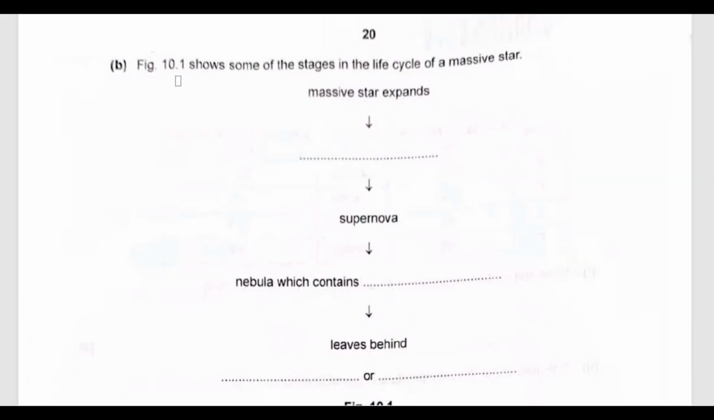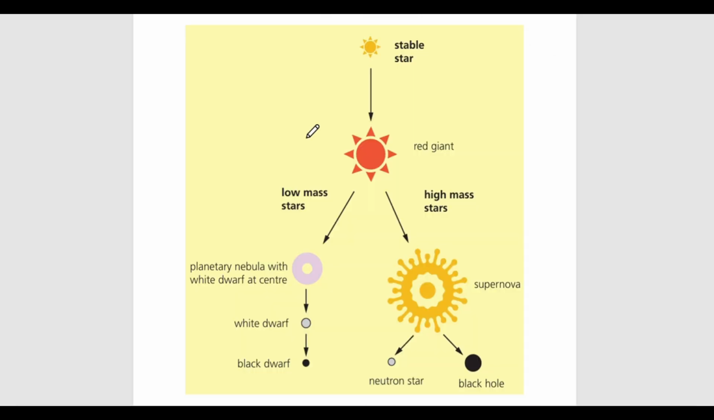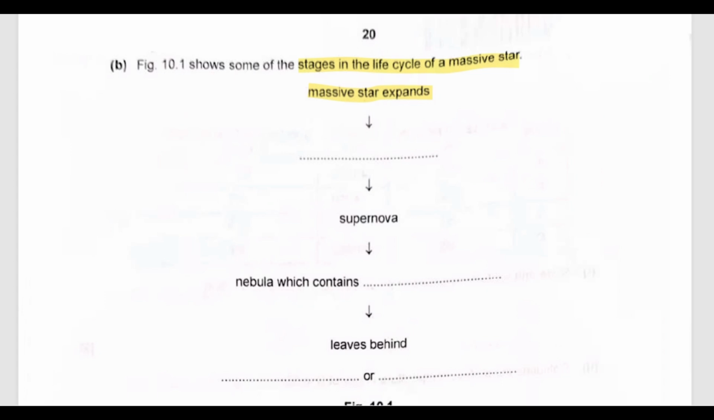B part of the question says Figure 10.1 shows some of the stages in the life cycle of a massive star. Firstly, we have a massive star, then it converts into dash. If we see the life cycle of a star, firstly we have a stable star. When it runs out of hydrogen, it converts into a red supergiant. So I am writing red supergiant over here. After the red supergiant, this is converted into a supernova, and then the supernova is converted into a nebula, which contains dash.